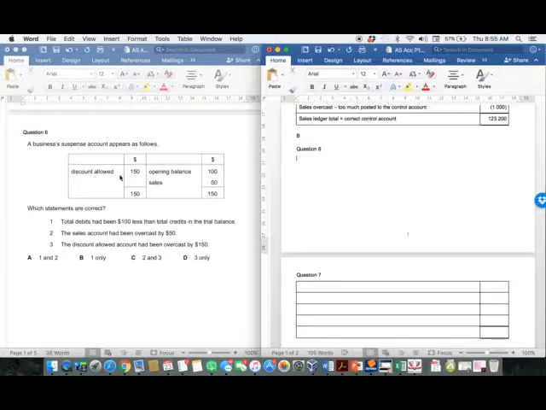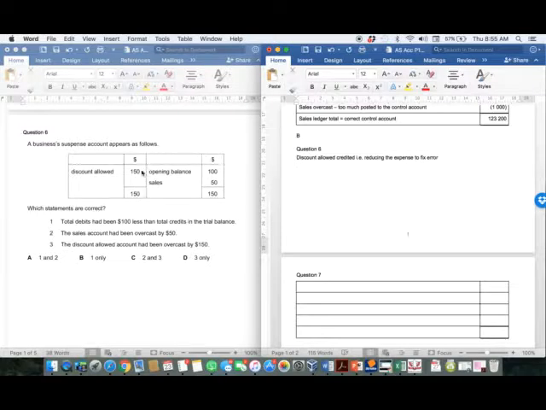The discount allowed on the debit side of 150. Remember, this is my suspense account. So if I've debited my suspense account, that means my discount allowed would have been credited when you were fixing the error. In other words, to fix the error, you were reducing the expense.